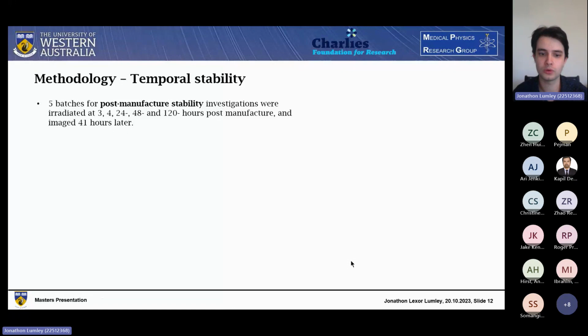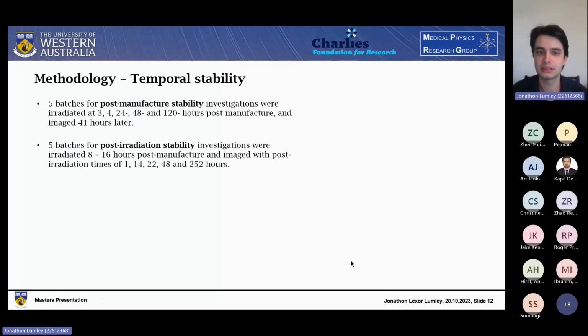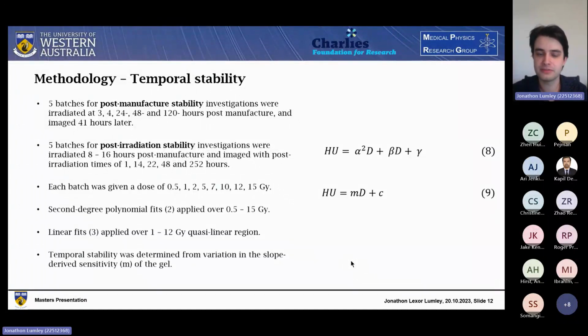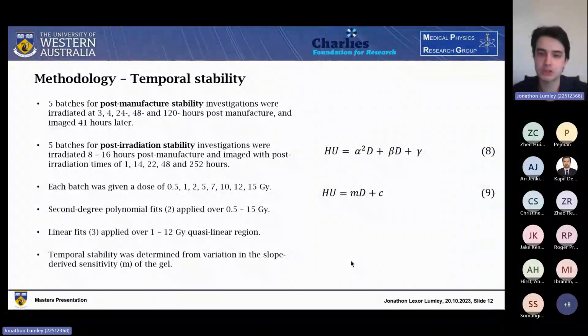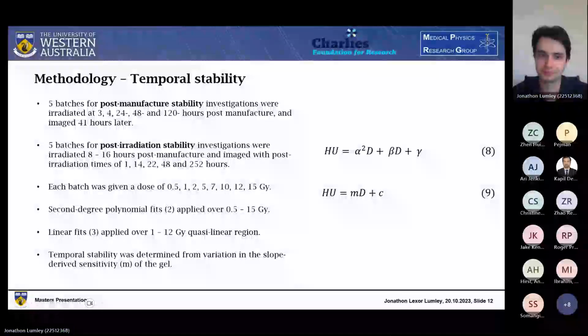So in terms of temporal stability, I made 5 gel batches for post-manufacture stability investigations. These were all made at different time points and then irradiated at the same time and imaged at the same time. For post-irradiation stability investigations, I made all my batches within a certain time interval, and then I irradiated them at different times and imaged them all at once. I gave them a variety of different doses to create a dose response curve, and then I applied second-degree polynomial fits and linear fits to this curve. The temporal stability was determined from the variation in sensitivity, which was derived from the slope of the linear fit.